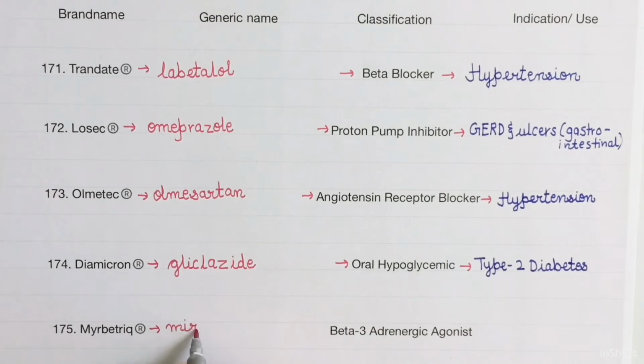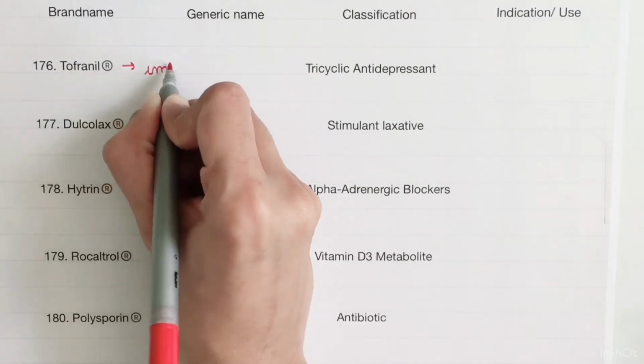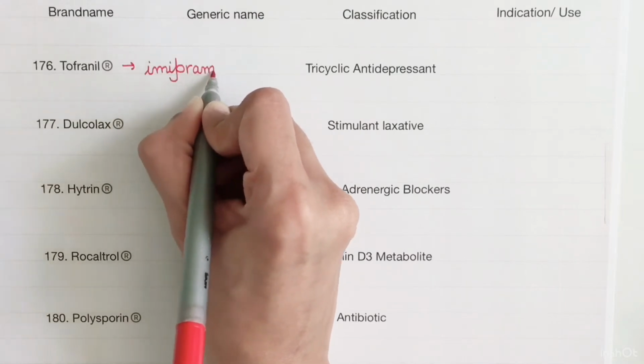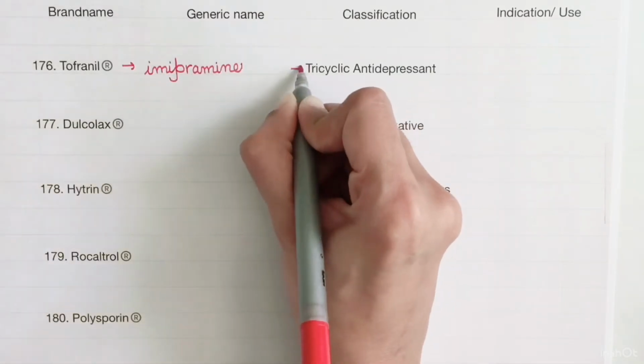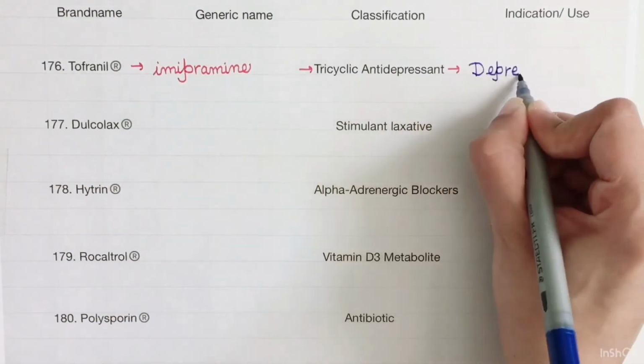175 is Myrbetriq. Its generic is mirabegron. Its class is beta-3 adrenergic agonist and it's used to treat overactive bladder. So 176 is tofranil. Its generic is imipramin. Its class is tricyclic antidepressant and it's used for depression.